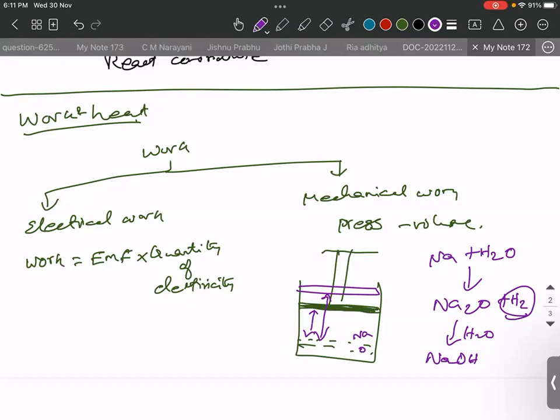If you are applying external pressure or internal pressure created there, it is work done by the system or done on the system. The concept is clear? Is it okay? Those who are online, is it okay, ma'am? Yes, sir.